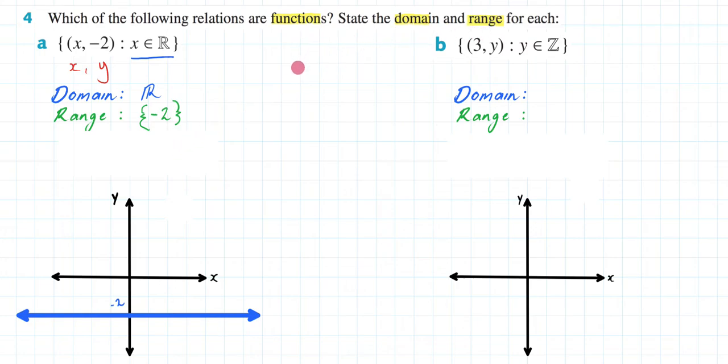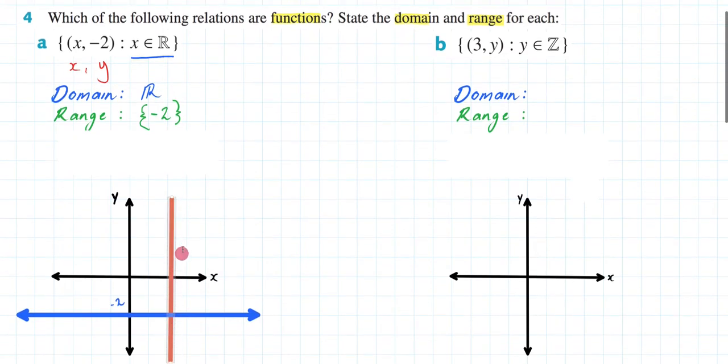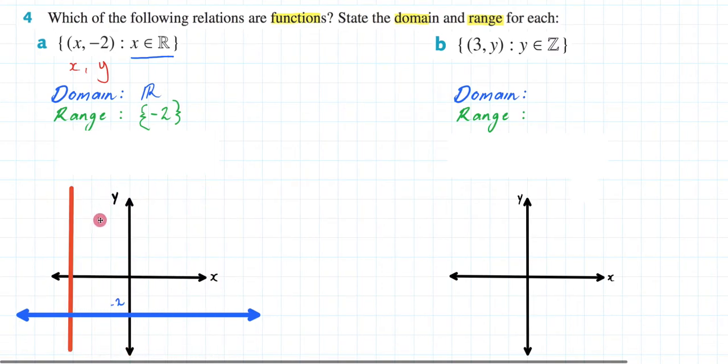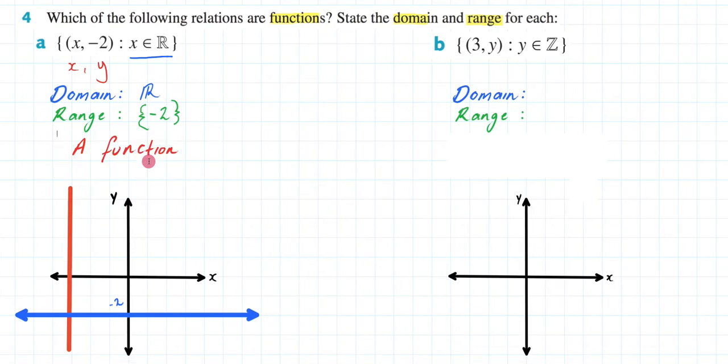Now we need to figure out whether or not this is a function, and to do that, we're going to be doing a vertical line test. So I'm going to draw a vertical line. And remember, our vertical line test asks: is there anywhere on this graph where I'm going to have more than one intersection spot? As you can clearly see, I'm only ever going to have one intersection spot. So this satisfies the vertical line test, and I can say, yes, this is a function. Let's now move on to B.